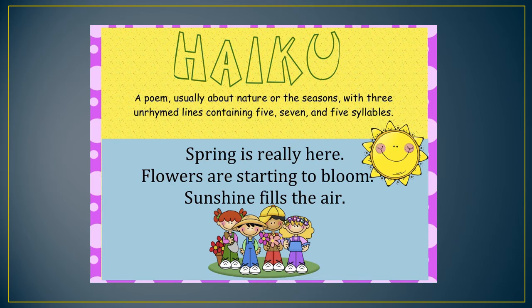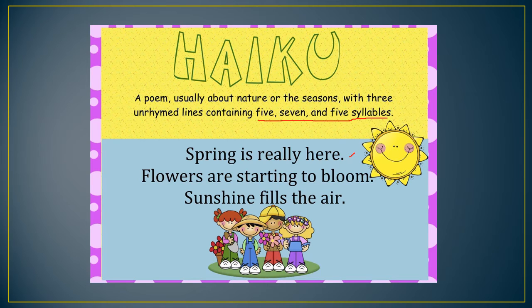And we have the haiku. It is a poem that's usually about nature or the seasons, with three unrhymed lines containing five, seven, and five syllables. For example, "Spring is really here." That's five syllables. "Flowers are starting to bloom."